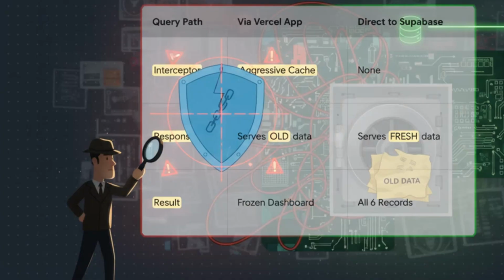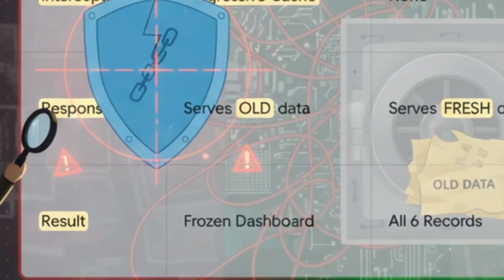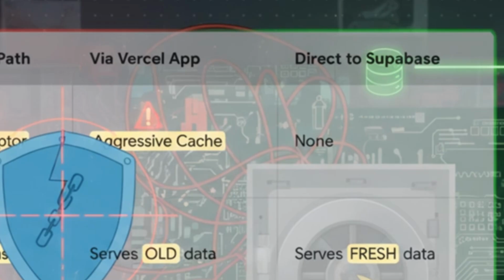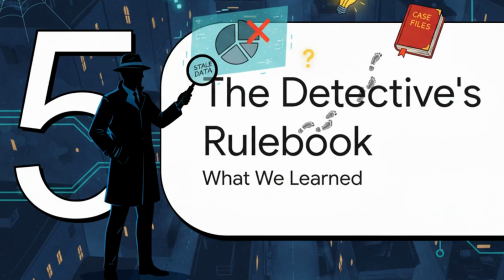And this table just perfectly illustrates the entire mystery. When the app made a request, boom, it was intercepted by Vercel's super aggressive cache, which happily handed back the only thing it knew about, that very first single record. But when the developer went straight to Supabase, there was no cache, no interceptor, just a direct line to the truth, all 6 records. So after a pretty long and winding investigation, the case of the lying dashboard was finally closed.